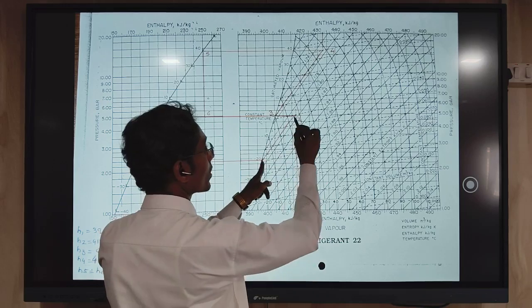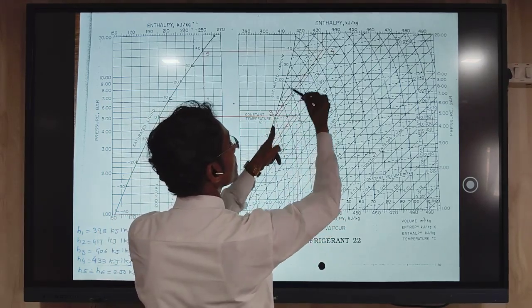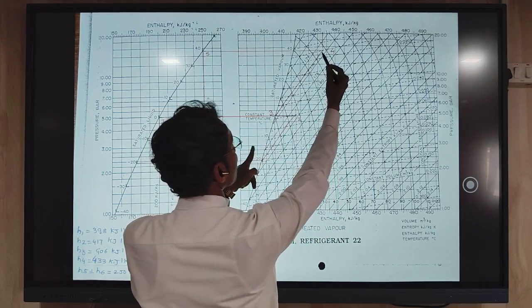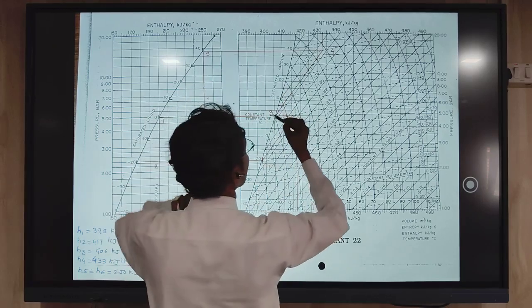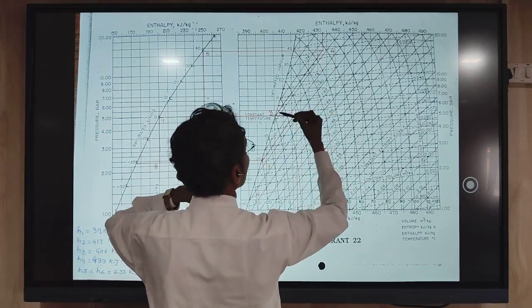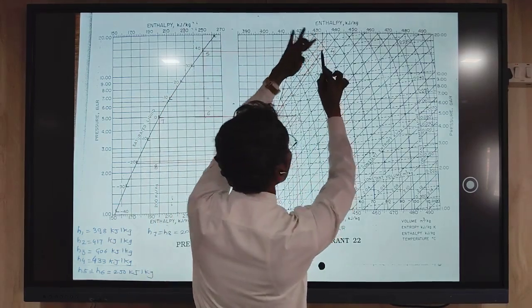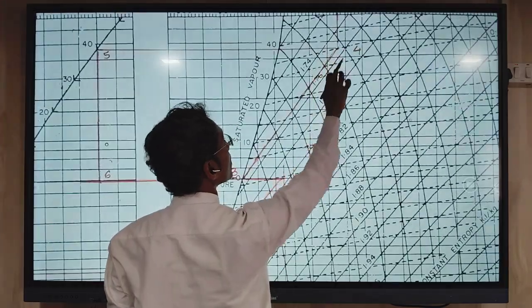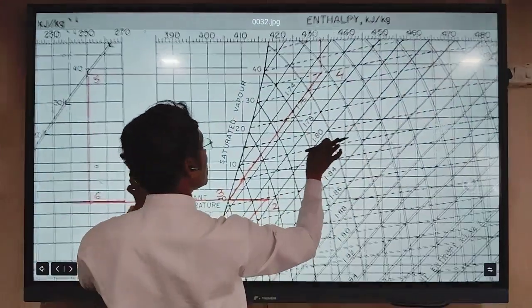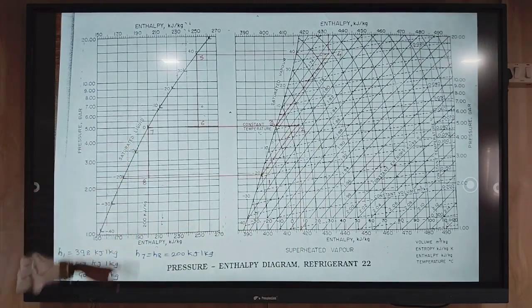Using the same method as for 1, 2, you can apply it here, and draw this 3, 4 line parallel to the isentropic lines. This line from point 3 will meet the condenser line at point number 4. So this will be the exit of the compressor, point number 4. In this way, all the points are located on the pH diagram.